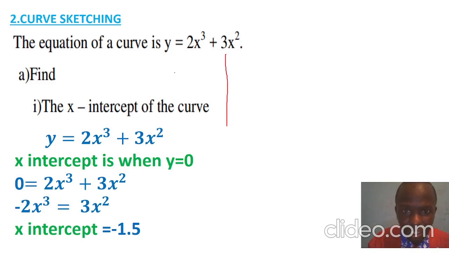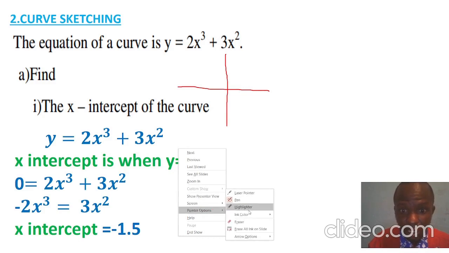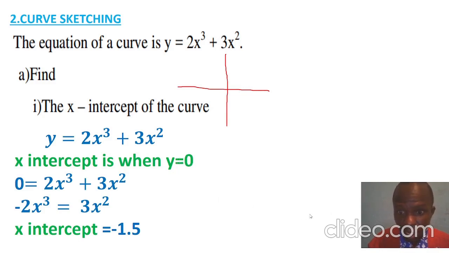Let's say that's the Cartesian plane, and let's say this is our curve. Now the point where it cuts the x-axis, this is what we refer to as the x-intercept. And at that point always the value of y is 0.